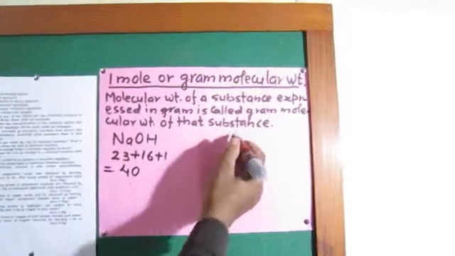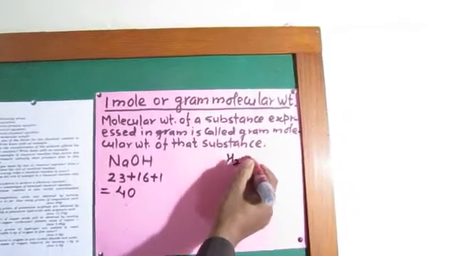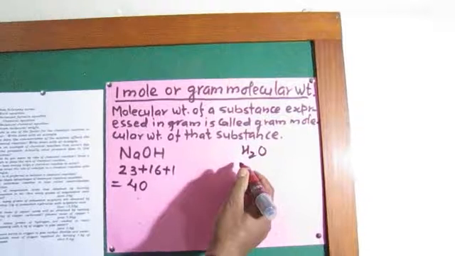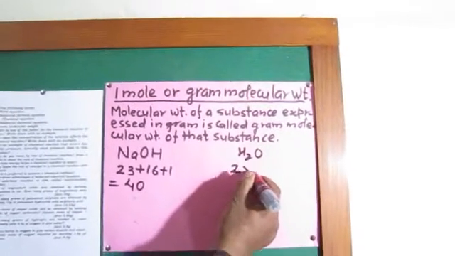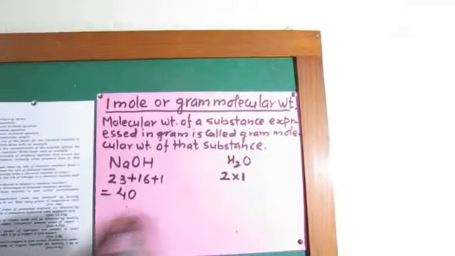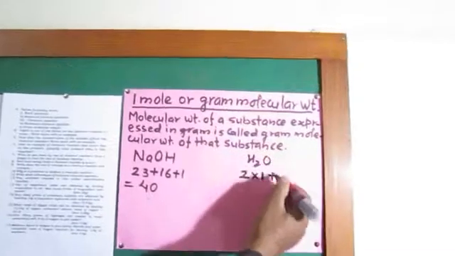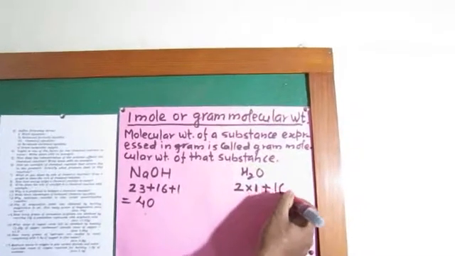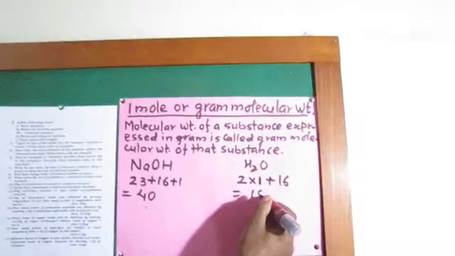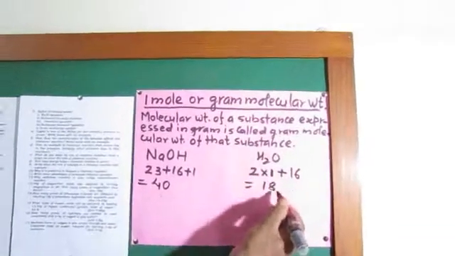In the same way, let's talk about water, H2O. Here we have two hydrogen atoms, each of them has atomic weight one, and oxygen's atomic weight is 16. So 2 ones are 2, plus 16 is equal to 18. 18 is the molecular weight of water.